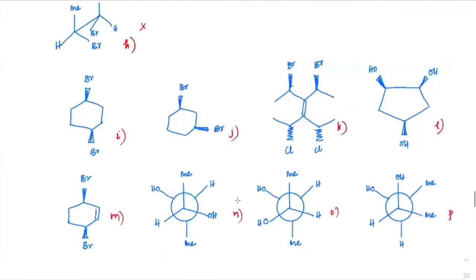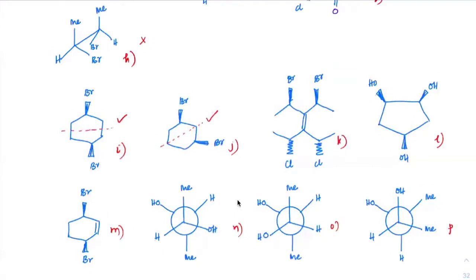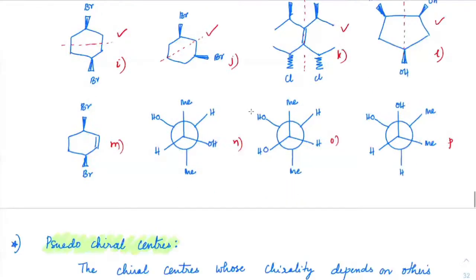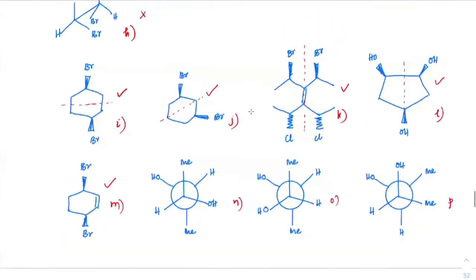Next, I. Yes, there is a mesoform here. Next, J. Yes, there is a mesoform here, plane of symmetry. You see. Next, K. Yes. From this end, there is a plane of symmetry at the middle. Correct. Here, L. There is a plane of symmetry passing through this. Yes. Okay. M. Yes. Okay. N. Yes.